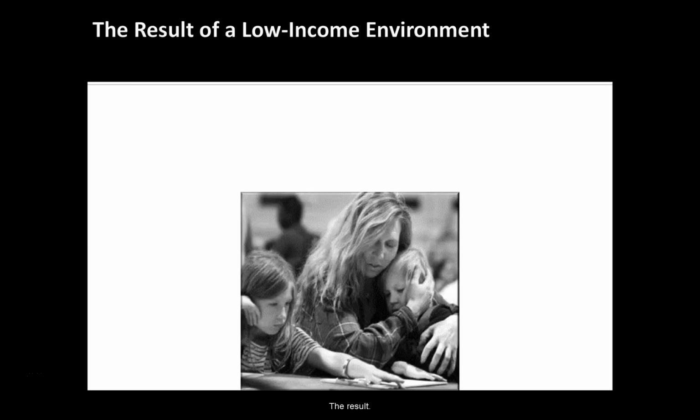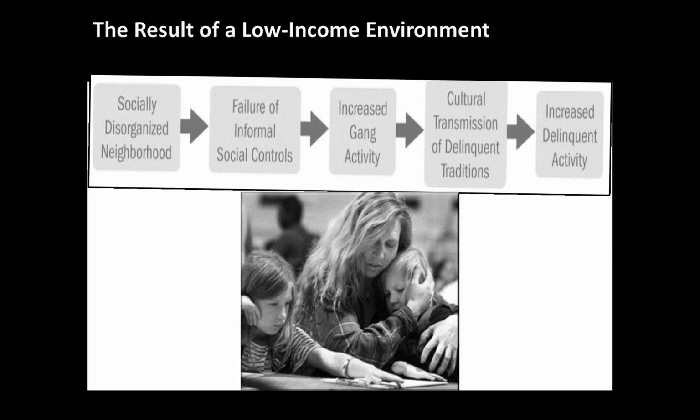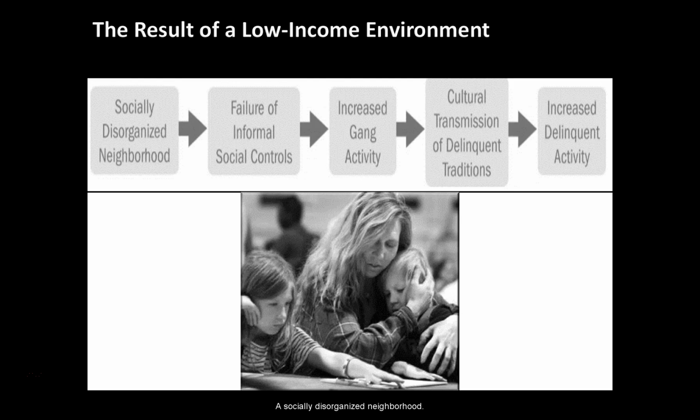All right. So the result of a low-income environment: a socially disorganized neighborhood. And this is a flow chart, it's in your book. So we have a failure, the next bubble, failure of informal social controls. We don't have anybody to tell us no. We don't have anybody to hold our hand as a young kid and guide us. All we have is what we see on the outside. So perhaps we turn to increased gang activity. Perhaps that's the only outlet. Cultural transmission of delinquent traditions. Then increased delinquent activity. You see the flow chart, the end result.